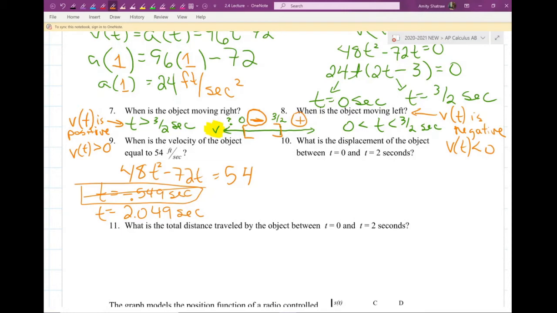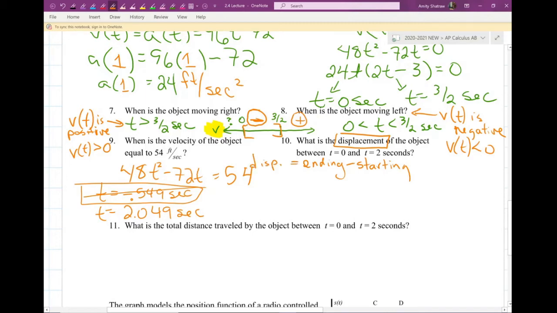All right, so what is the displacement of the object between t equals 0 and t equals 2 seconds? And displacement, we haven't had a chance to talk about yet. So let's discuss right now, what does it mean to be displaced? It means to be moved from one place to another. So displacement has a formula, and I want to make sure that you know that you take your starting position and you subtract it from your ending position. So you have your ending and you take away your starting, and this will give you displacement.